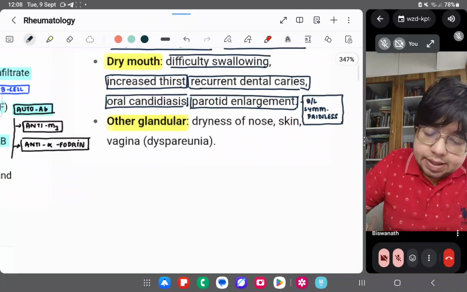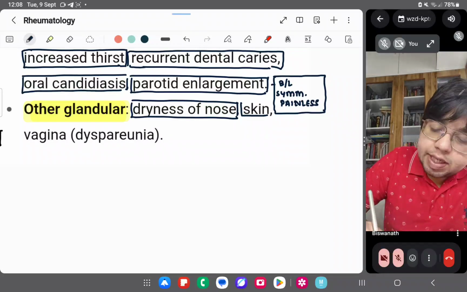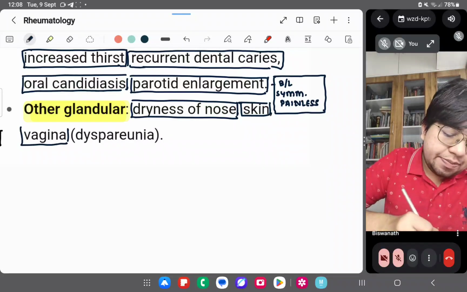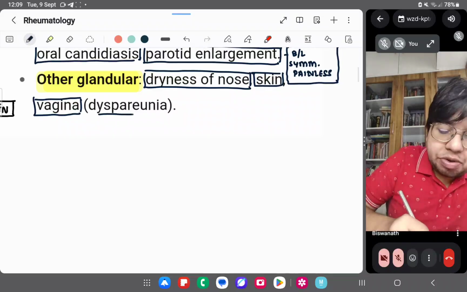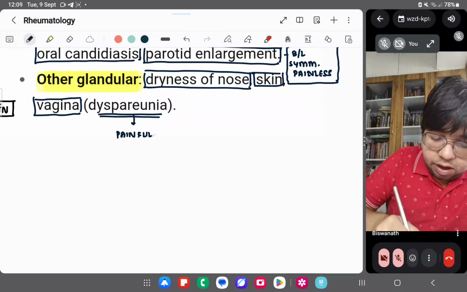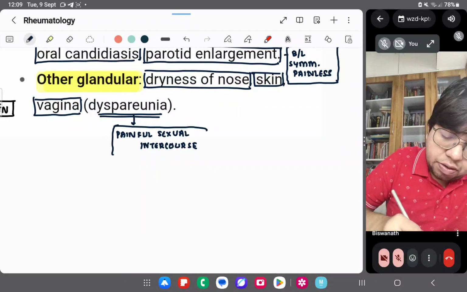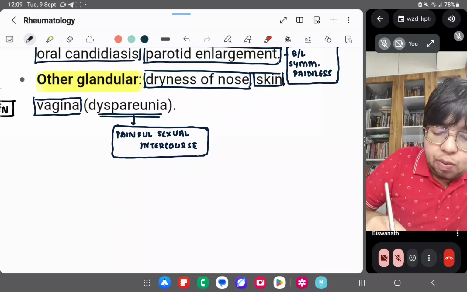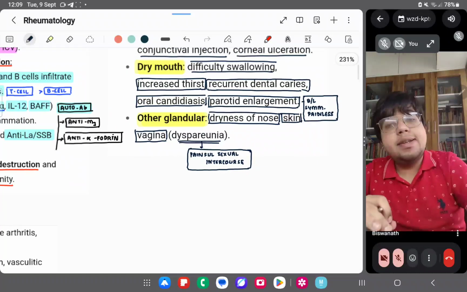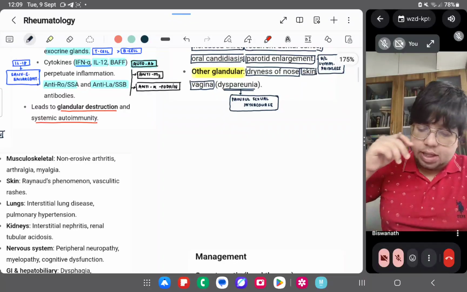And other dryness includes dryness of nose, dryness of skin, and vagina. So there is dyspareunia. Dyspareunia is painful sexual intercourse. Okay, due to this dryness, the lubricating glands are not secreting very much. Okay, these things are there.